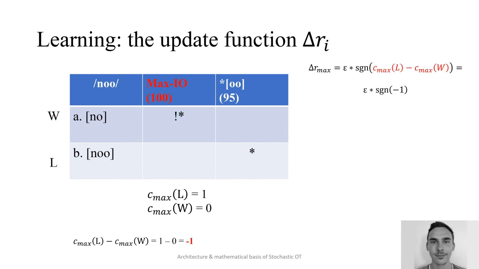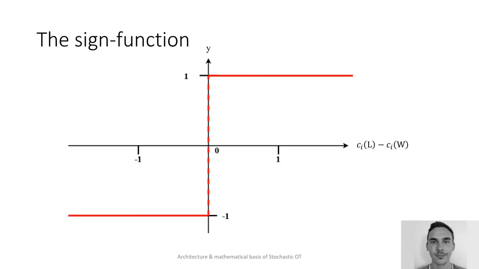Having done this, we already have a part of the update function covered. So we replace the subtraction with -1, and what's left is epsilon times the sign of -1. So the next step is figuring out what the sign function does with this value that we just calculated. This is the sign function, and by its shape we can already see that y can only assume three numbers, -1, 0, and 1. On the x-axis, we have the difference of violation marks between L and W, which is the value we just obtained.